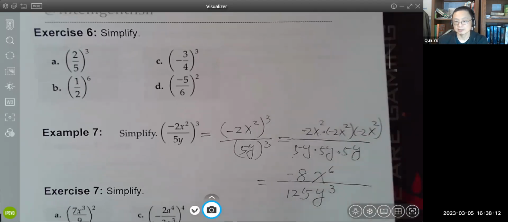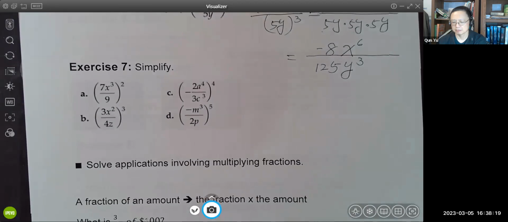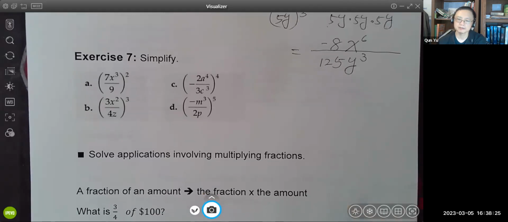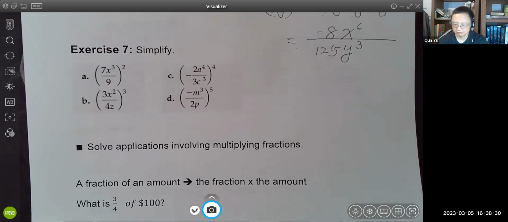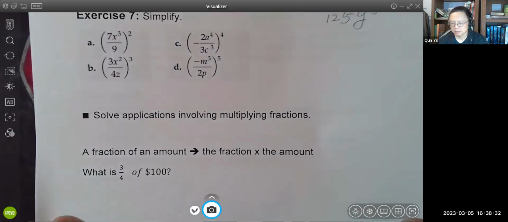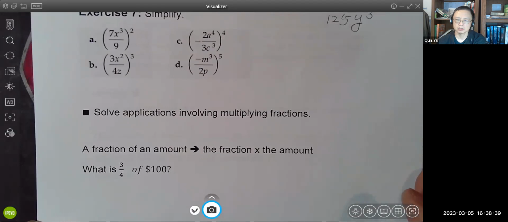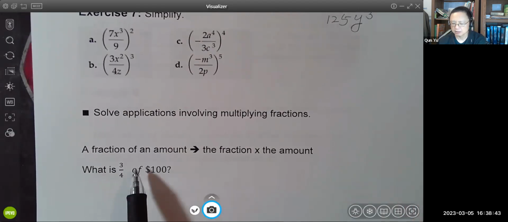And more exercise problems. Now, next learning objective, solve applications involving multiplying fractions. So basically, we just have some multiplication problems where you need to multiply fractions. By the way, in the application problem, when you read those descriptions, how do you know it's going to be a multiplication of fractions? So let's look at this.